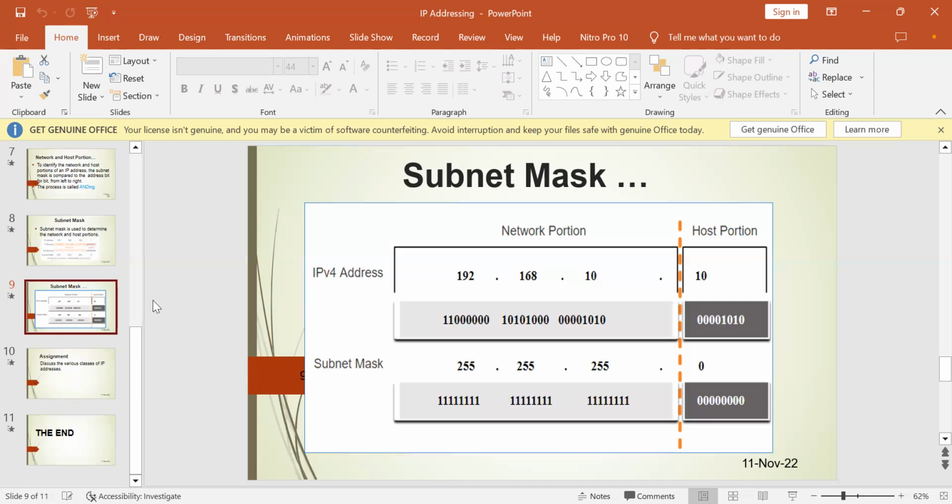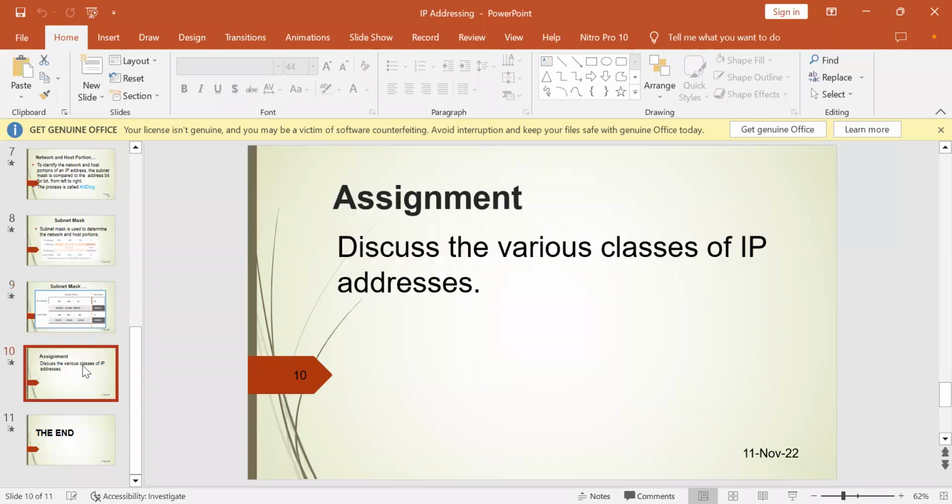And actually, that is what we want to cover today under addressing. We will also look at IP version 4 in our next session. And so to sum up, we have an assignment. I would like us to look at the various classes of IP addresses. To give a hint, we have class A, class B, class C, class D, and class E. So I want you to go and look at it in depth.